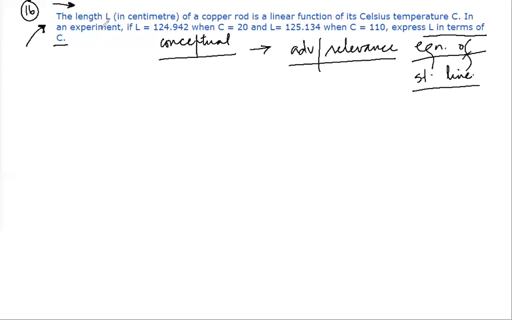The length L in centimeters of a copper rod is a linear function of its Celsius temperature C. In an experiment, if L is equal to 124.942 when C is equal to 20, and L is equal to 125.134 when C is equal to 110, express L in terms of C.